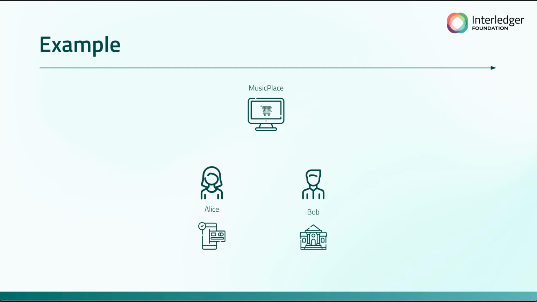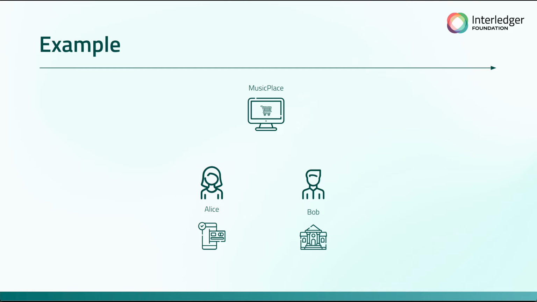Let's do a quick example. Say we have Bob, who uploads his music to a site called Music Place, and Alice is a shopper at Music Place, buying tracks on the site. Bob has an Open Payments enabled bank account, and Alice has an account at a digital wallet, which is also Open Payments enabled.